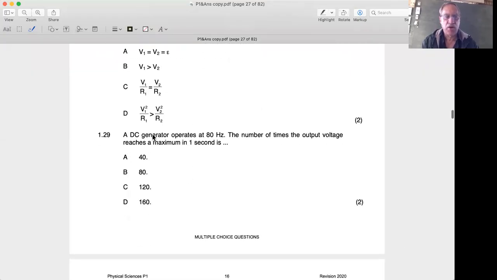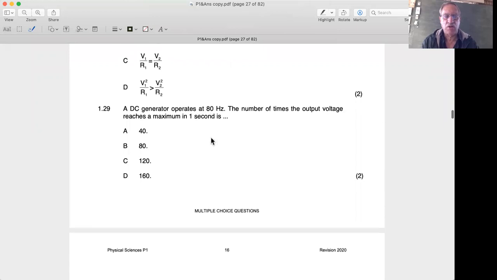A DC generator operates at 80 hertz, not car hire, but hertz frequency. The number of times the output voltage reaches a maximum in 1 second. Okay, if it turns 80 times, it means that it reaches a maximum 80 times a second. So there we go. Because each wave cycle has one maximum.